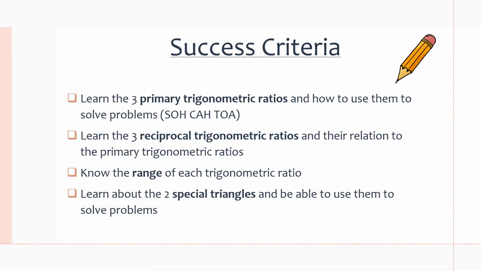Here's the success criteria for this lesson, so let's just go over it real quick. Firstly, we want to learn the three primary trigonometric ratios and how to use them, and there's actually a really clever acronym that we can use to remember these ratios called SOHCAHTOA, which I'll go over in the later slides. Then we want to learn the three reciprocal trigonometric ratios and how to use them. Next, we want to learn the ranges of each of the six ratios, meaning what values they span. And lastly, we want to learn about the two special triangles and be able to use them to solve problems.